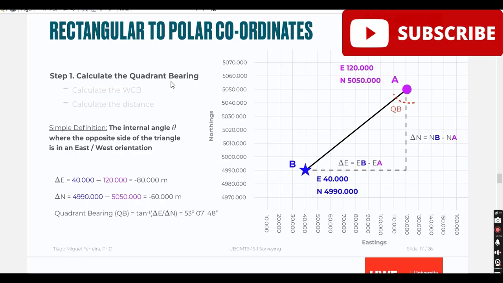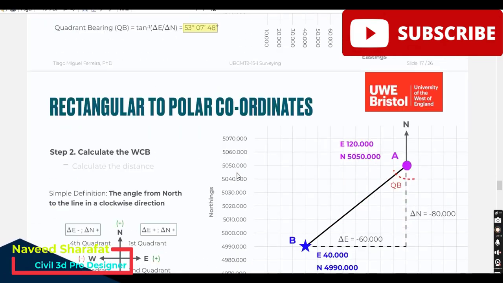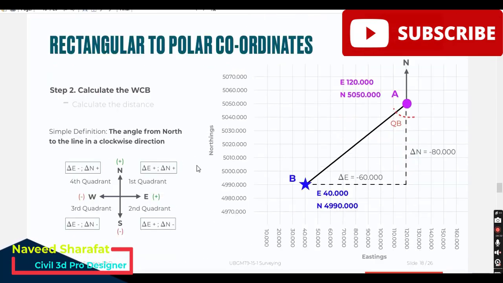So in the first step, calculate the quadrant bearing. We will find delta easting and delta northing by subtracting the two eastings and the two northings. Then we will get delta easting and delta northing, and we can press shift and the tan inverse function on our calculator to get the bearing for line AB. It will be our quadrantal bearing.